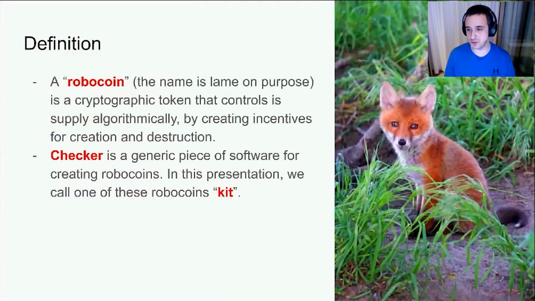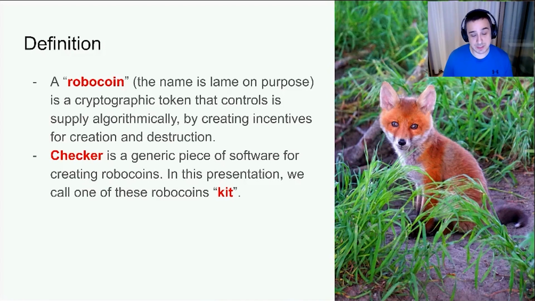Okay, so definitions first. We've been talking about Robocoin. So what is a Robocoin? And I would like to say that I am aware that the name is lame. It's lame on purpose. So it's a cryptographic token, like you would have a cryptocurrency, but it controls its supply algorithmically by creating incentives for creation and destruction. And if you look at macroeconomics at supply and price, they're a dual of each other. And so either you can have a fixed supply and a varying price, or you can have a fixed price and a varying supply, or a combination of the two. And here we're trying to stabilize the price by using incentive for creation and destruction, so increasing or decreasing the supply.